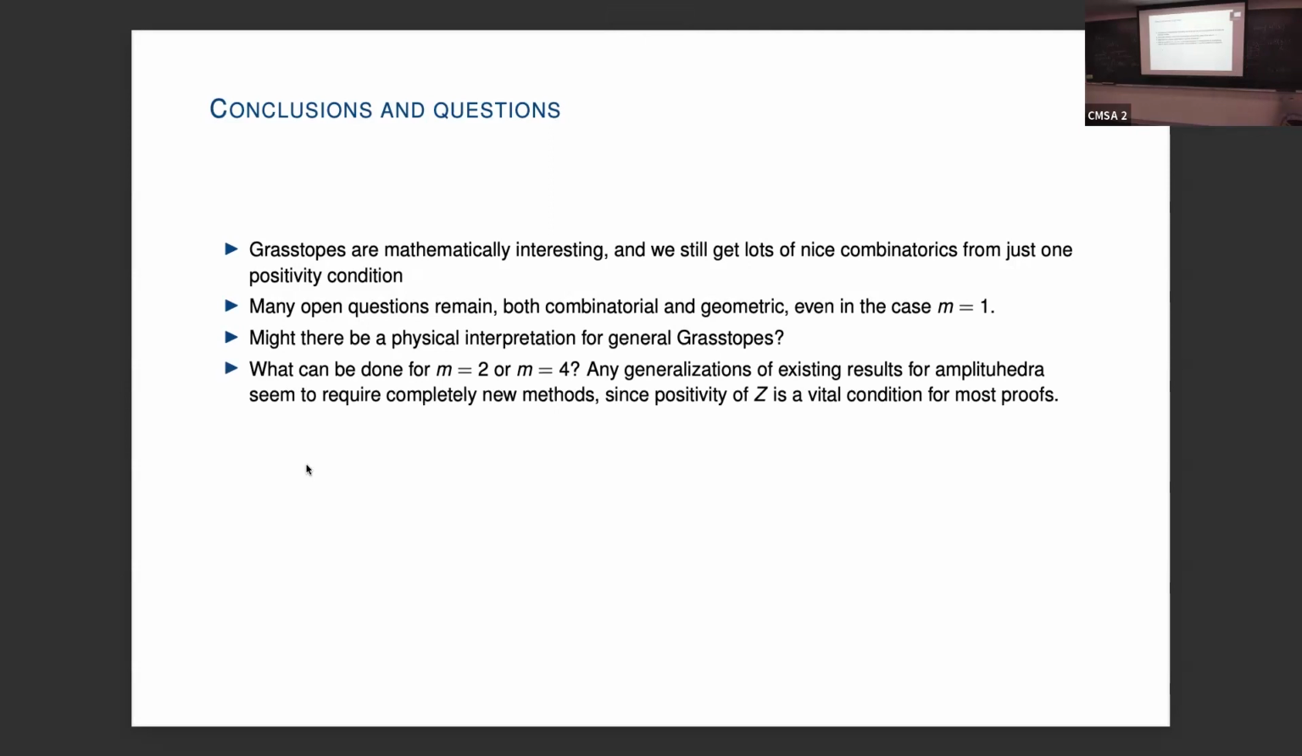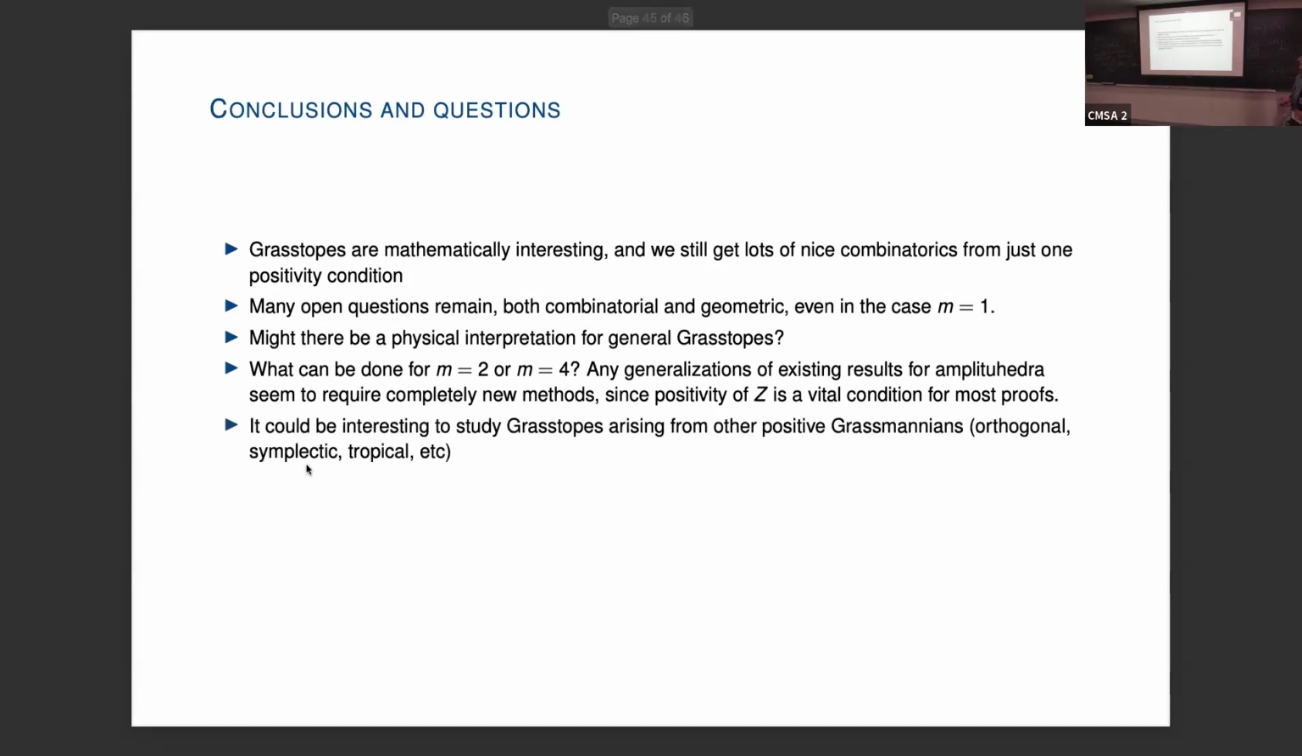And then as I said, for higher m, maybe m equals 4, to make the physicists happy. In this project with m equals 1, it turned out that we could attack in very similar ways to the m equals 1 amplituhedron in the tame Grasstopes case, because the positivity of Z actually didn't turn out to be so vital in a lot of the proofs. But just based on some short exploration of higher m, it looks like we'll need some completely different methods to study Grasstopes rather than amplituhedra.